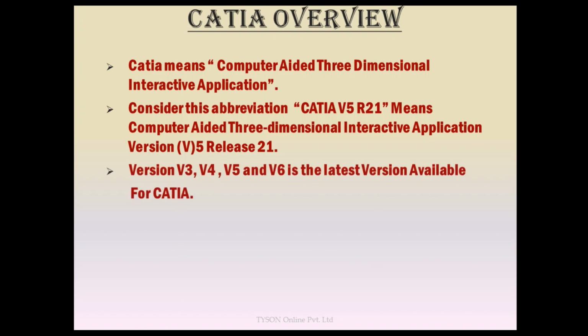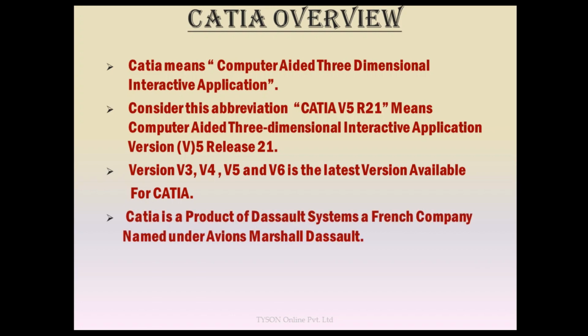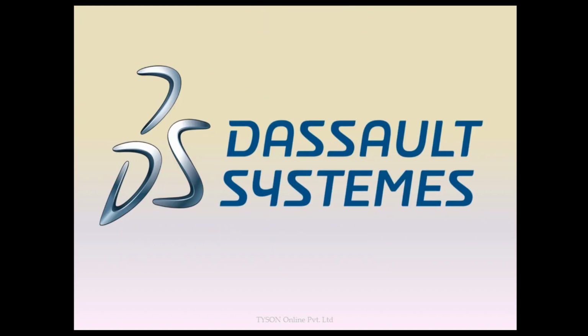There are various versions available for CATIA, say V3, V4, V5 and V6 is the latest version available nowadays. CATIA is a product of a company named Dassault Systems, which is basically a French company named under an Air Marshal, Marcel Dassault. So the name of the company is Dassault Systems. This company was formed in 1977 and its headquarters are situated in Paris, France. This is the logo of Dassault Systems.